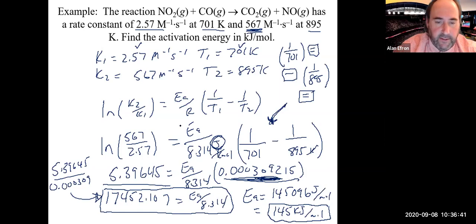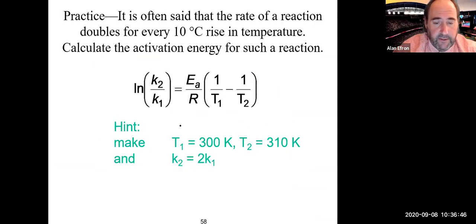Other questions on that? Why don't you try another one here just to make sure? Here are some hints. It's often said that if you raise the temperature by 10 degrees Celsius, the rate will double. So calculate the activation energy for such a reaction. There are some hints to help you out, so see what you come up with.